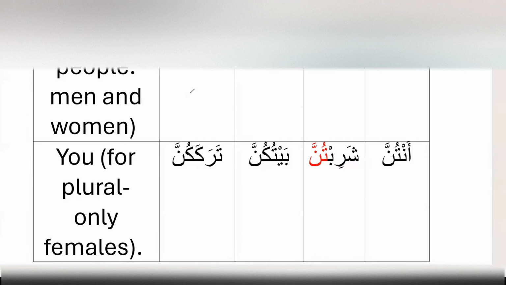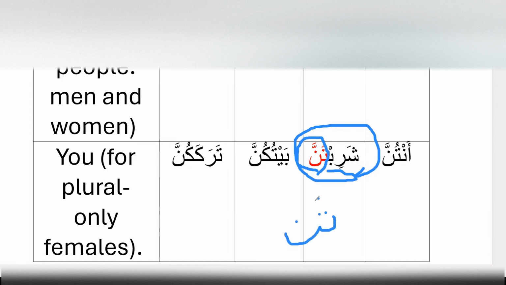Here, for example, look at this one. Sharibtunna. We have two parts. The first part is the verb. The second part is the noun. Tunna is what? It's a pronoun, what we call in Arabic ضمير. Okay. In the category of the word, is it اسم or فعل or حرف? It's اسم.